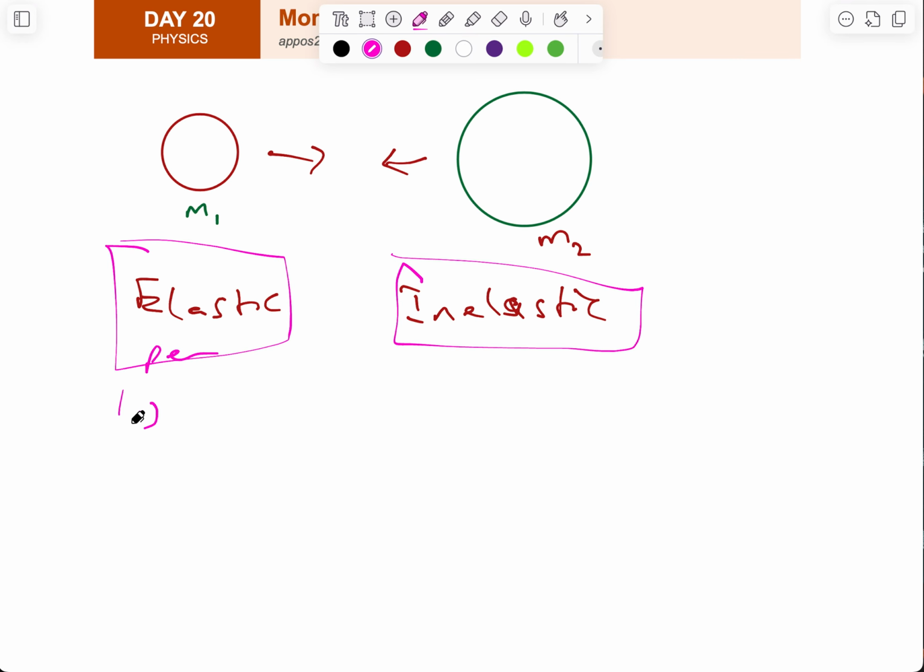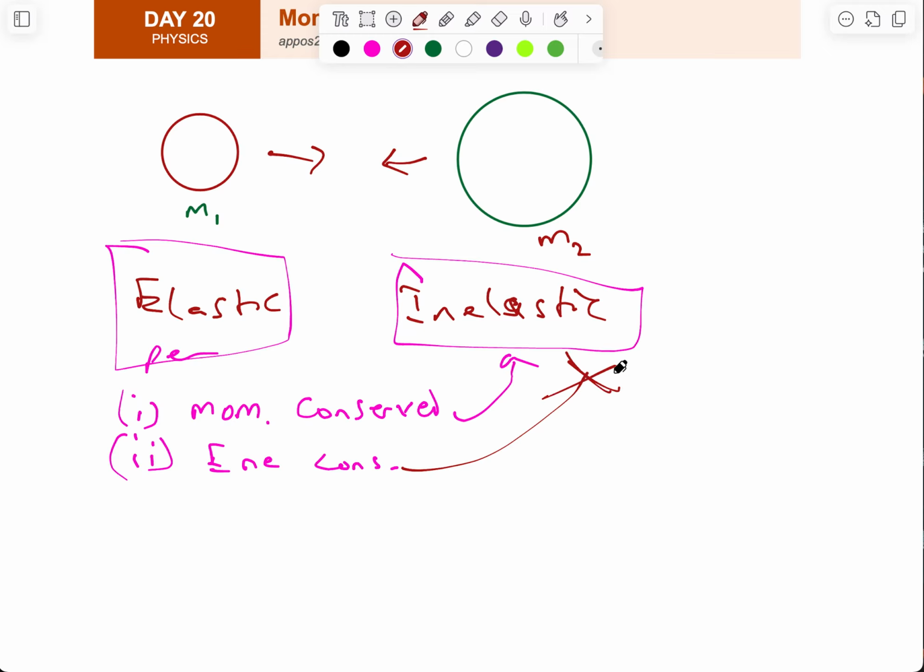First of all, momentum will be conserved. If you have a perfectly elastic collision, the momentum will be conserved. Another thing is that energy is going to be conserved. Because they are moving, they possess kinetic energy. So energy is going to be conserved. In this case, I'm talking about kinetic energy for perfectly elastic collision. Now, in the case of inelastic collision, momentum is still conserved. But in the case of energy, their kinetic energy is not conserved.